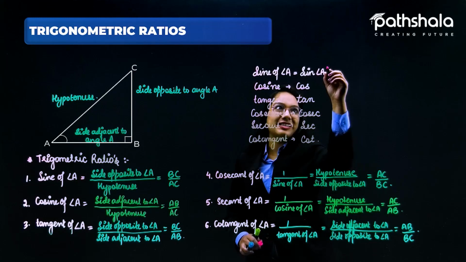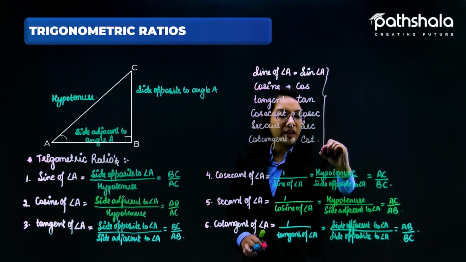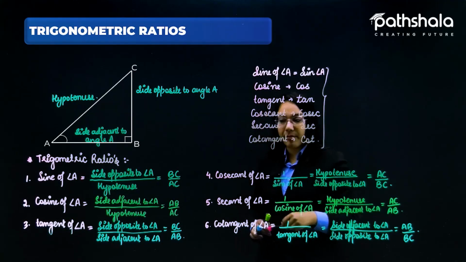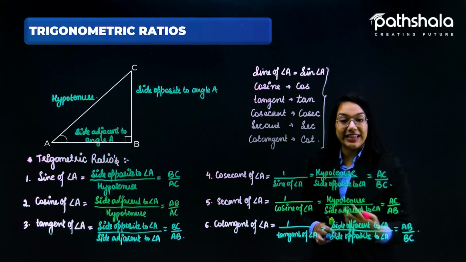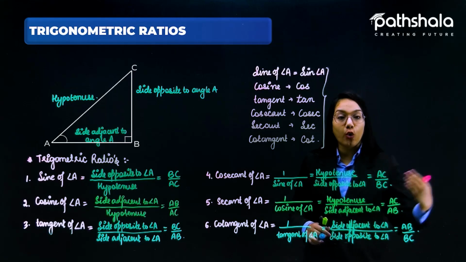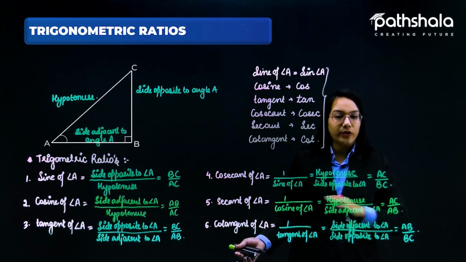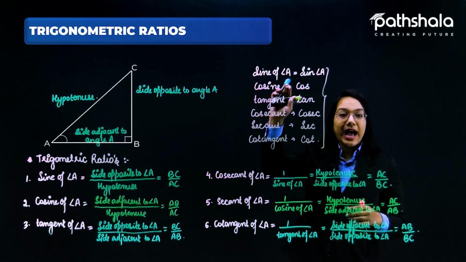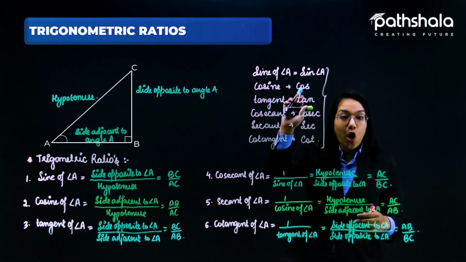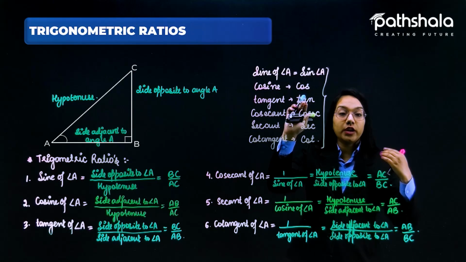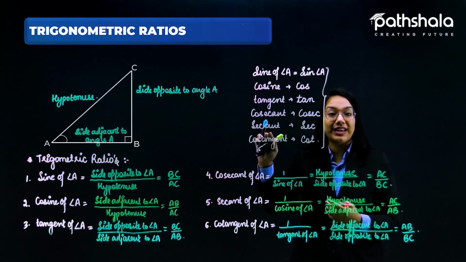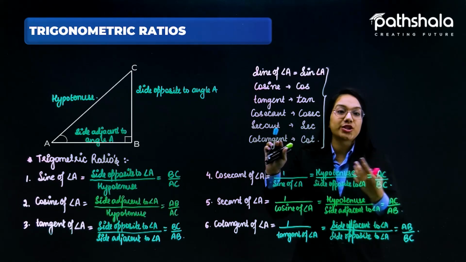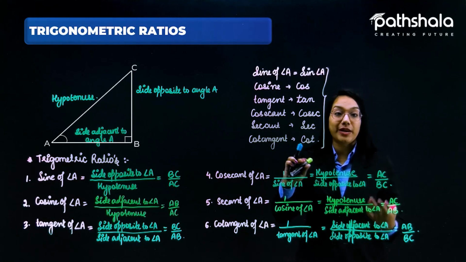So these are the basic abbreviations that we have to use in this particular chapter. We won't write cosine, secant, cotangent, the whole wordings. We always use sin, that is S-I-N. We'll use cos in place of cosine, tan in place of tangent, cosec in place of cosecant, sec in place of secant, and cot in place of cotangent.